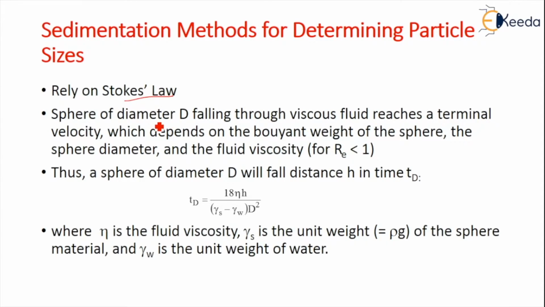Here, a sphere of diameter d which is falling through a viscous fluid reaches a terminal velocity which mainly depends upon the buoyant weight of the sphere, its diameter and the fluid viscosity, where Re is less than 1. So, the sphere of diameter d will fall a distance h in a time td, calculated as td equal to 18 nu h by (gamma s minus gamma w) into d square. This is a mathematical representation of the time td, where nu is the fluid viscosity, gamma s is the unit weight, which is equal to rho g, of the sphere material, and gamma w is the unit weight of the water.